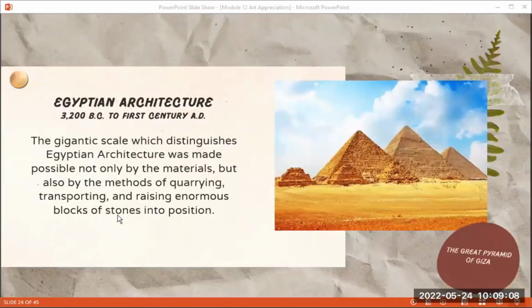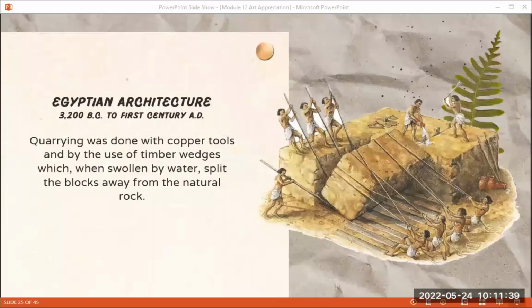Egyptian architecture was dated from 3200 BC to the 1st century AD. Now, the gigantic scale which distinguishes Egyptian architecture was made possible not only by the materials, but also by the methods of quarrying, transporting, and raising enormous blocks of stone into position. Now, quarrying was done with copper tools and by the use of timber wedges, which, when swollen by water, split the blocks away from the natural rock.